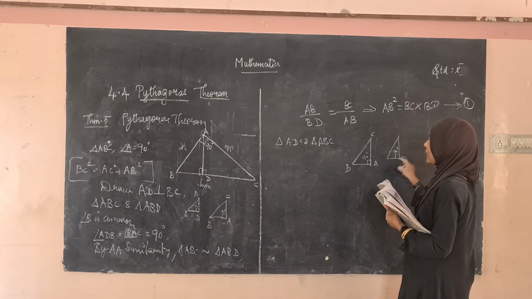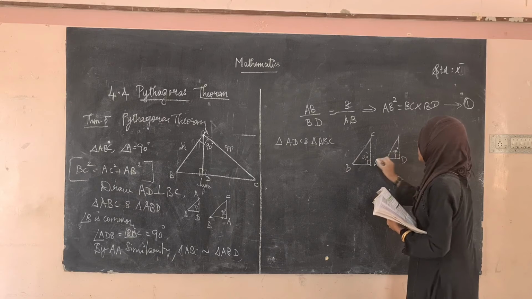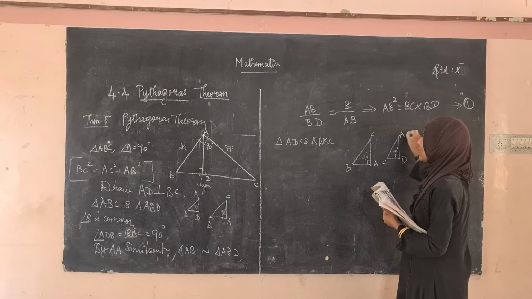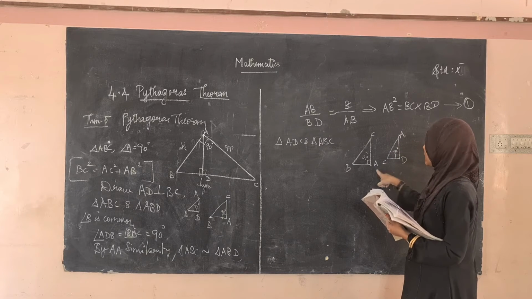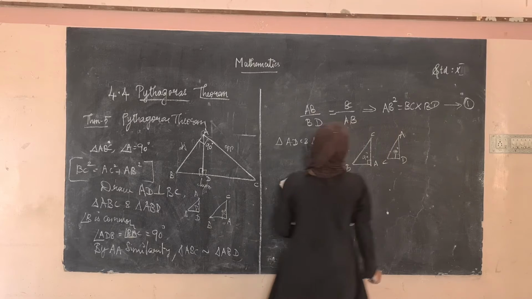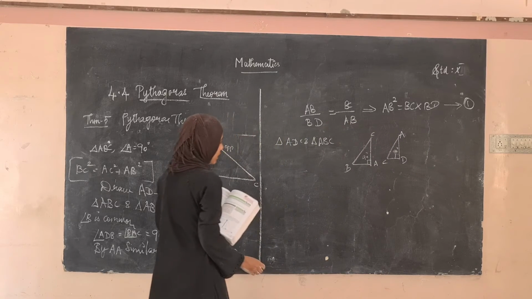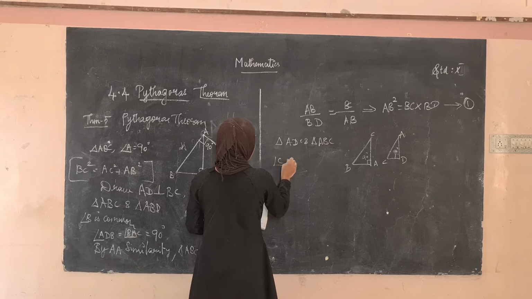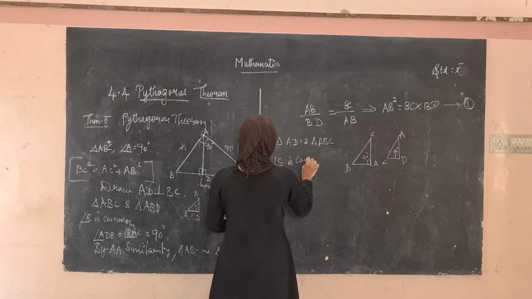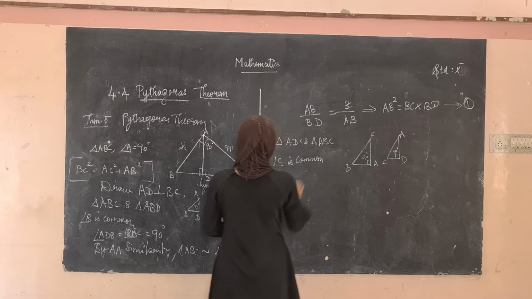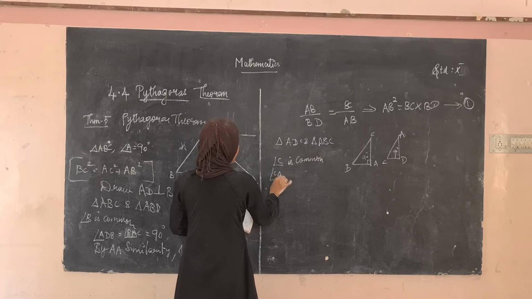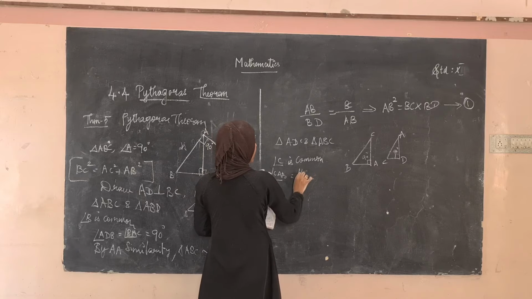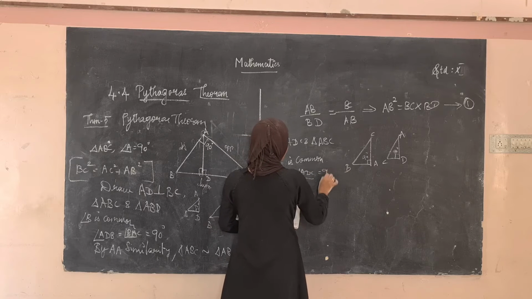ADC. If this is D, because D is 90 degrees, and opposite C, this is ADC. Okay, see here, in this triangle, angle C is common, right? In this triangle, angle C is common. And if angle C is common, see here, angle CAB is equal to angle ADC is equal to 90 degrees.